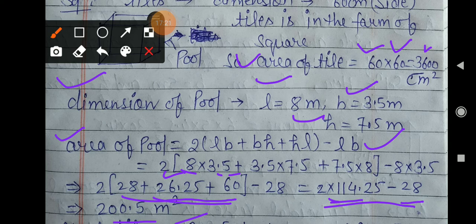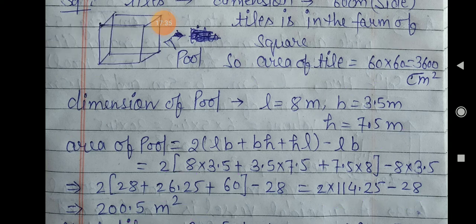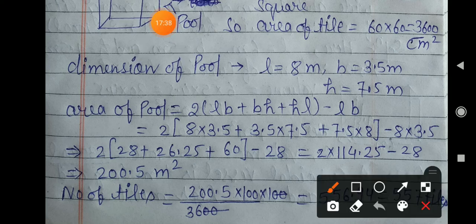So this is an area of a pool, and then after you have to find the number of tiles. So how to find the number of tiles? You have to divide the area of pool with the area of a tile. So divide it here. Okay, so number of a tile is equal to area of a pool is 200.5 meter square, and the area of a tile is centimeter square. So you have to convert these things into the meter square. So after dividing these things you have to convert this centimeter square into meter square with 10,000.